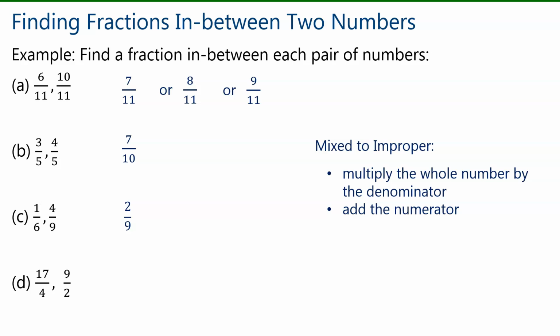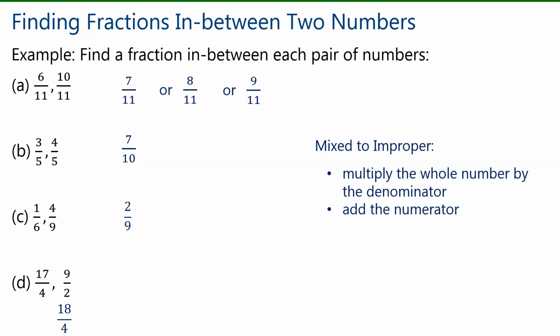Now we've got to find a fraction in between 17 over 4 and 9 over 2. So we're going to do what we did in C and find a common denominator. Now the common denominator is 4, so I just need to multiply 9 over 2 by 2 over 2 to give me 18 over 4. So now I have 17 over 4 and 18 over 4.